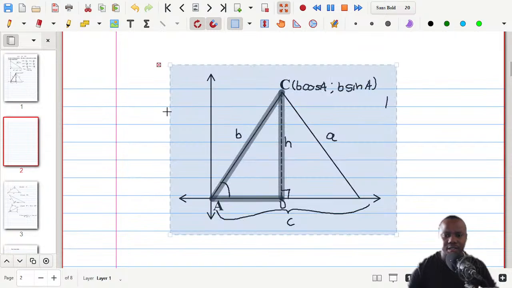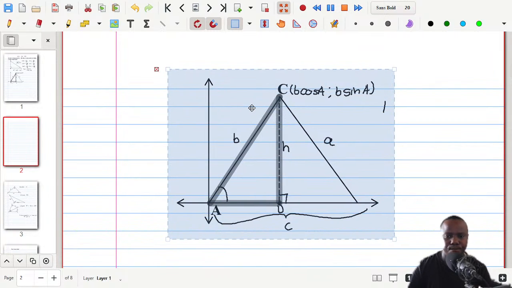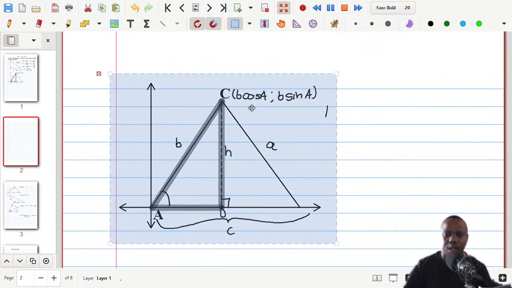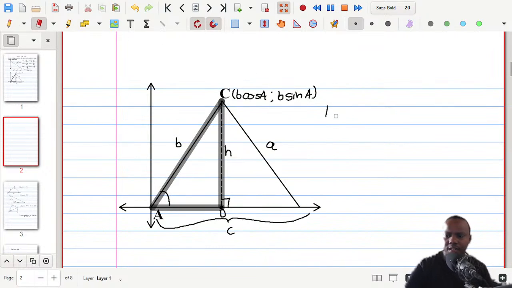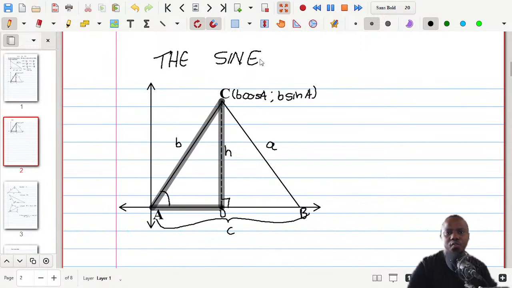So let me paste that right here. There we are. There's a couple of things I don't need here, like that. I still have my B here. Now, the first thing we're going to prove is what we call the sine rule. First, I'm going to work on the proof of the sine rule. Then I will explain why we have the sine rule, and why exactly we need to make use of it. What purpose does it serve?